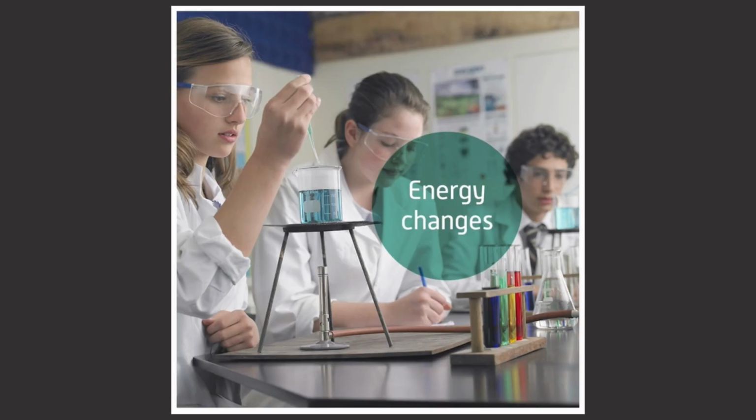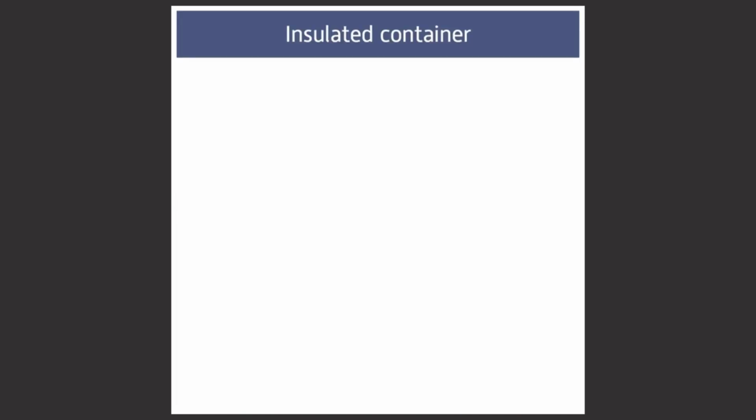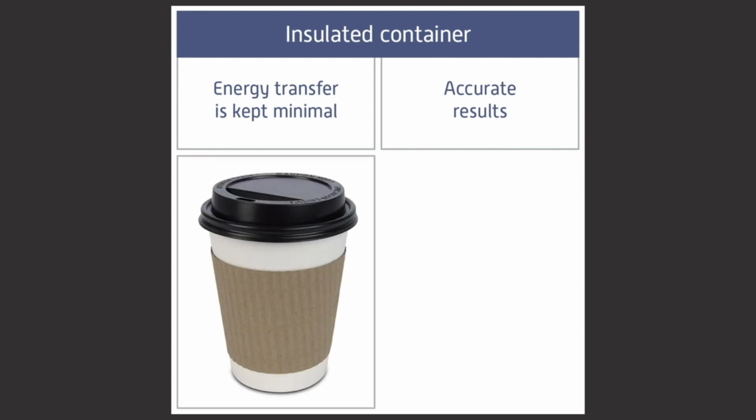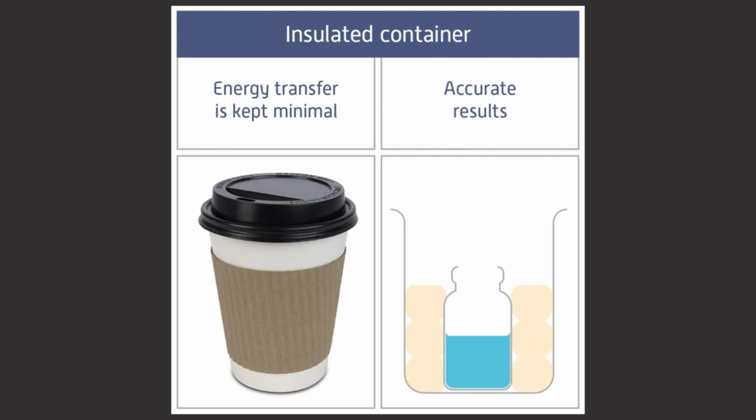You can investigate energy changes in reactions in the classroom. There are different things you can investigate, but some important points apply to all the investigations. Firstly, you need to use an insulated container to carry out the reactions. This will ensure that energy transfer with the environment is kept minimal, making your results more accurate. You can use a polystyrene cup with a lid, or place a glass vial in a beaker and surround it with an insulating material like cotton wool.